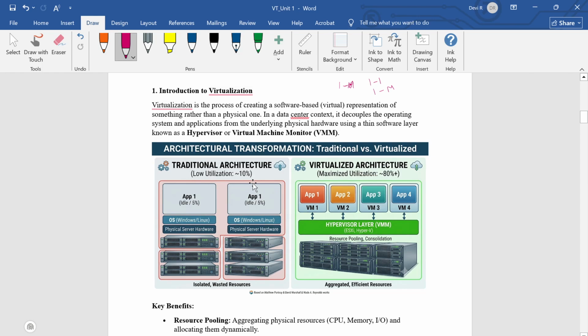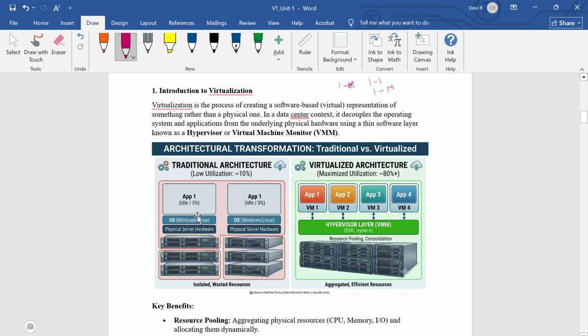Right. So if you see in this diagram, this is the traditional architecture which consists of physical hardware, and here also, this is a separate set of physical hardware, and this is a separate set of physical hardware. On top of it, we have the operating system, any type of operating system, and over that we run the application. So this is an independent physical system. Similarly, this is also another independent architecture. We have physical server hardware, OS, and application.